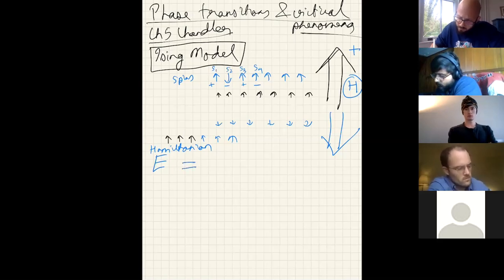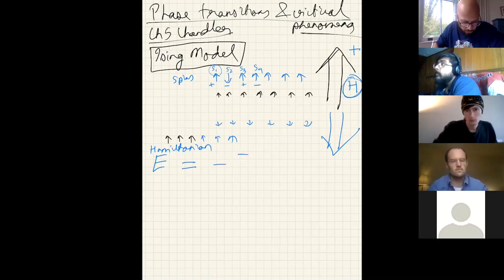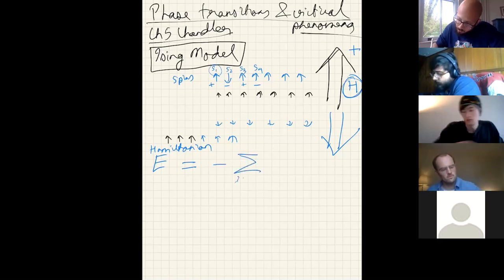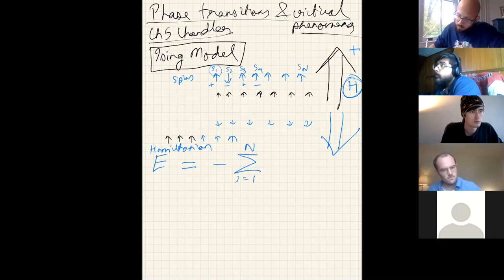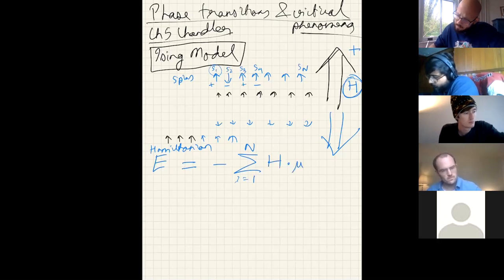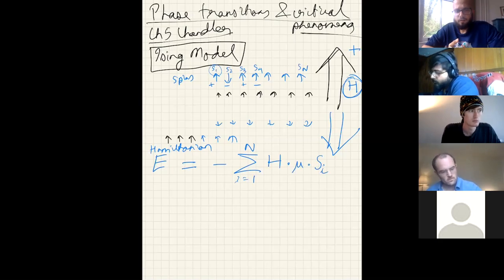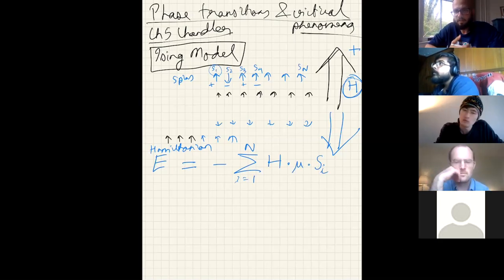The first term will come from the interaction between these spins and the external field. That will be given by the sum over i equal to 1 to n. Let's say we have n spins. External magnetic field multiplied by the moment of every magnetic spin, whether it's up or down. Any physical system in the absence of entropy just wants to lower its energy, right?